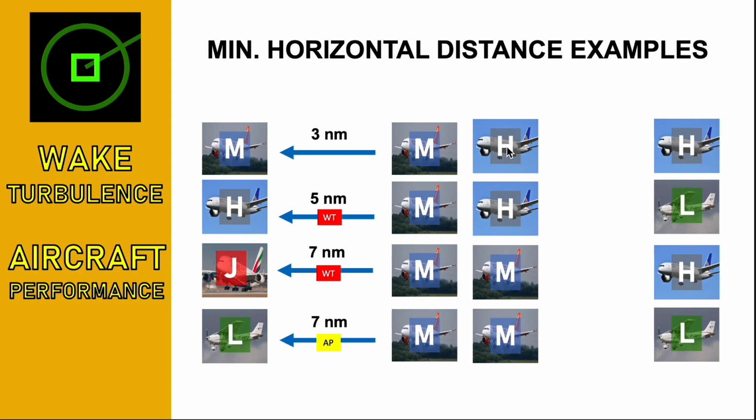A heavy behind a heavy, even though they are the same category, there is still wake turbulence separation, which is 4 nautical miles. In this other situation, we have a light traffic behind a heavy traffic, so it's a 6 nautical miles separation. In this situation, we have a heavy traffic behind a medium traffic. Remember, it's the opposite. That is aircraft performance. In this case, it's 5 nautical miles as well. And then we have a light traffic behind a medium traffic, which is wake turbulence, and it's 5 nautical miles.